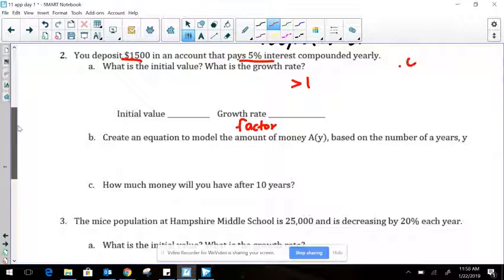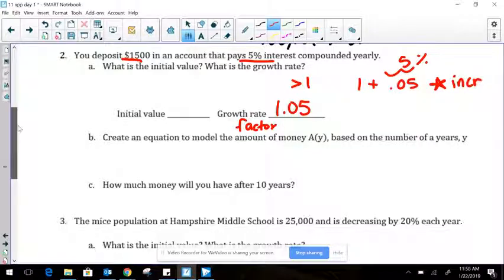So I have my, sorry, I jumped the gun here. I have my 5%. I need to move my decimal 2 spots over, so 0.05. Since I'm increasing in value, I do 1 plus this. So my growth rate or factor is 1.05. I'm going to star this here. This is when it's increasing. All right, and my initial value right here, I have 1,500.